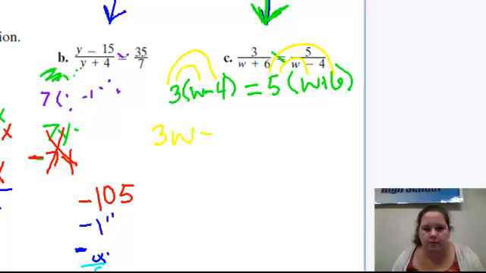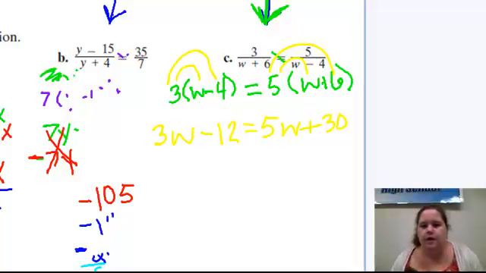So we got 3W minus 3 times 4 is 12 equals 5W plus, and then 5 times 6 is what? 30? Yep, good job. Alright, changing off the yellows.